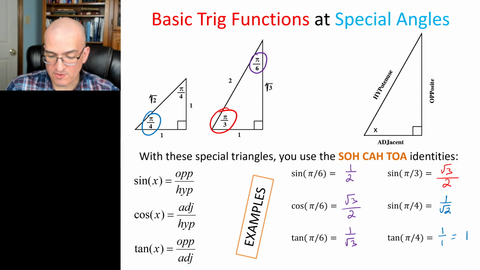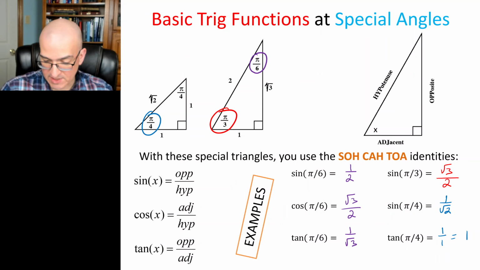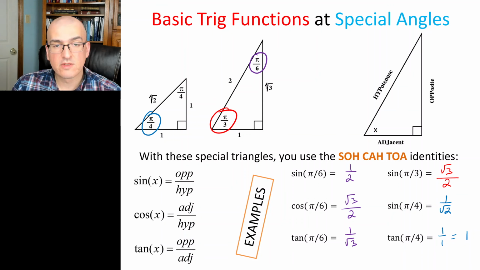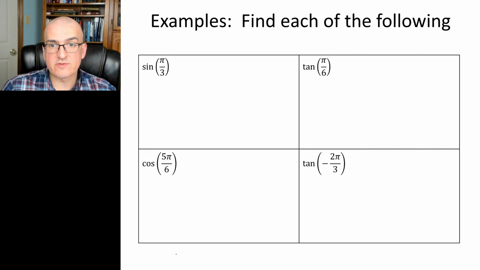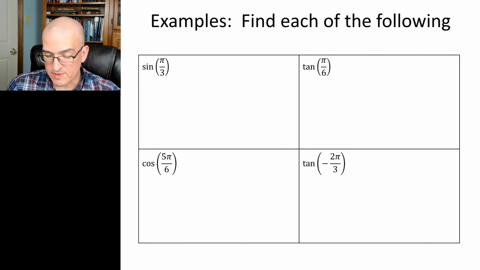So the first step, figure out which triangle you need. Second step, figure out your reference angle. Third step, use your SOHCAHTOA. Let's look at some more complicated examples, including examples outside of the first quadrant.